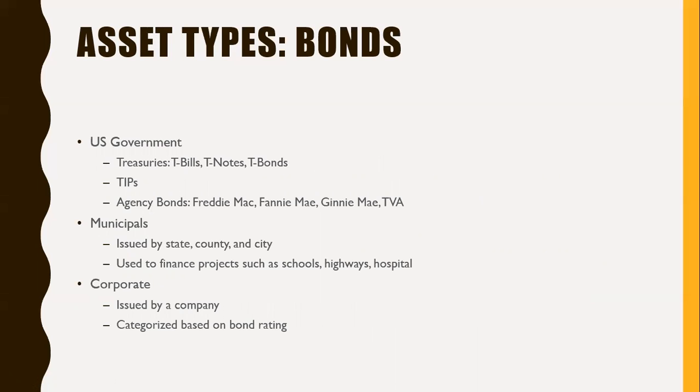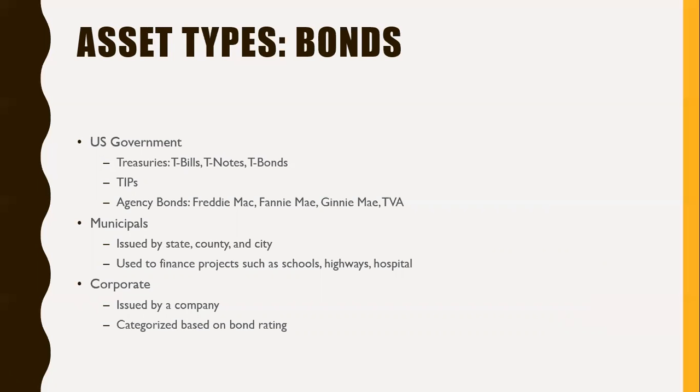For the different bond types, if we split them based on the different types of bonds, there's U.S. government, there's municipals, and then there's also corporate bonds. U.S. government bonds or treasuries. There's TIPS, which are inflation protected, and then there's also agency bonds, which are sold by the different agencies that are listed here.